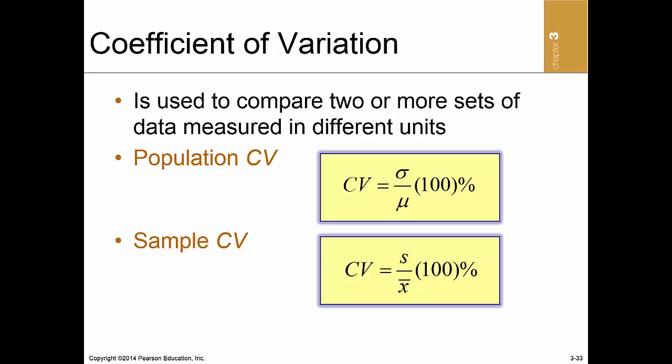Coefficient of variation is used to measure variation relative to the mean. When the coefficients of variation for two or more distributions are compared, the distribution with the largest CV is said to have the greatest relative spread. For the population CV, we divide sigma by mu and multiply by 100%. For the sample CV, we simply divide the standard deviation by x bar and multiply by 100%.